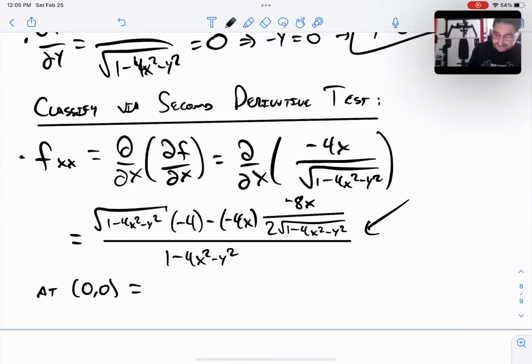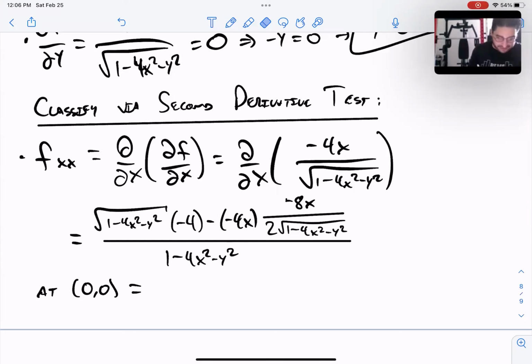So it looks like this is a hideous mess. And if you start trying to clean this up, it's going to be a hideous mess. But I'm only interested in the value of it at my critical point. So I would say just right away, don't even try to clean this formula up algebraically. Just right away, plug in 0, 0, and it gets way simpler, because this whole term here, the really ugly term, is going to vanish.